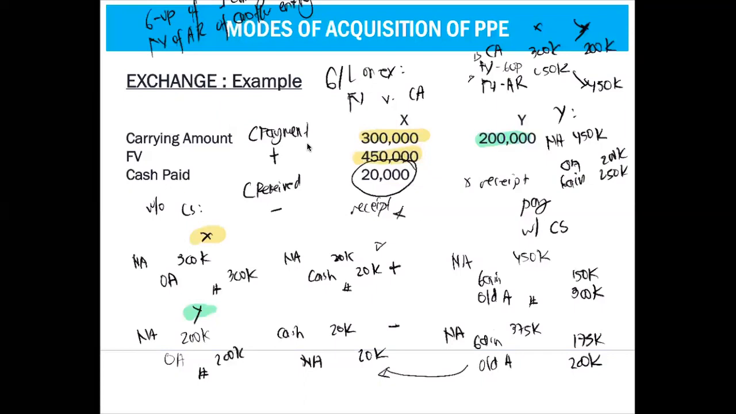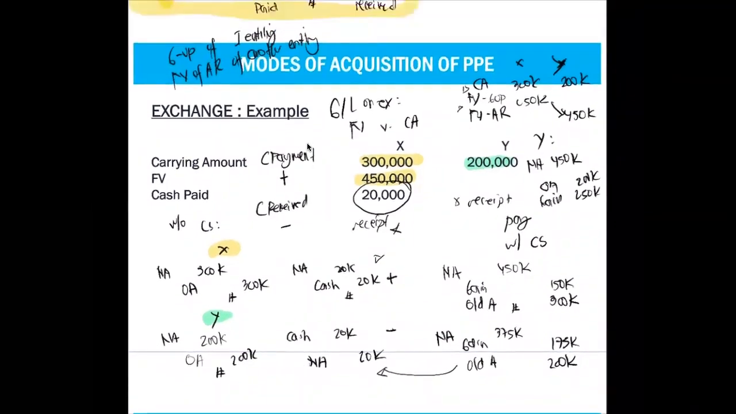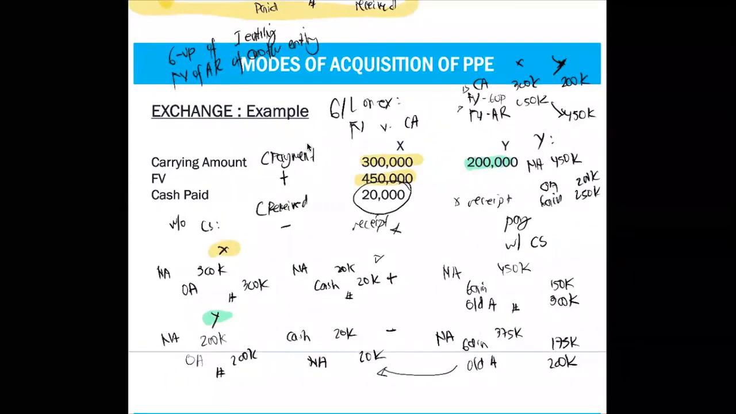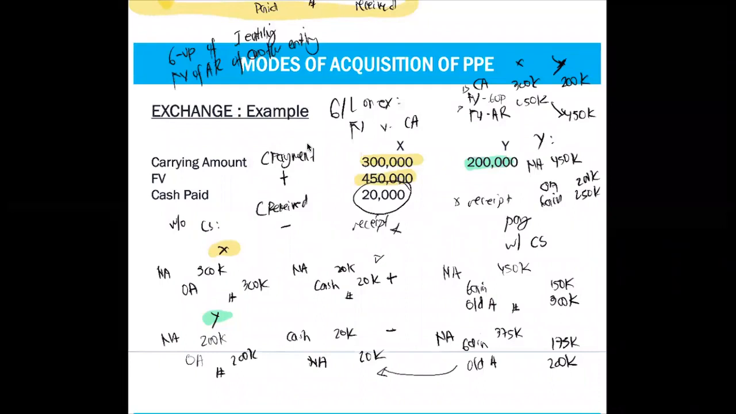Ganun naman yan, guys. In case walang fair value given kay property ni Y, so kung ano yung given up ni X na fair value, yun na yung fair value of asset received ni Y. So tandaan yung mga relationship for this particular exchange. The amount of given up of one entity is the amount of asset received on another entity. The amount of cash payment of one entity is the amount of cash receipt of another entity.